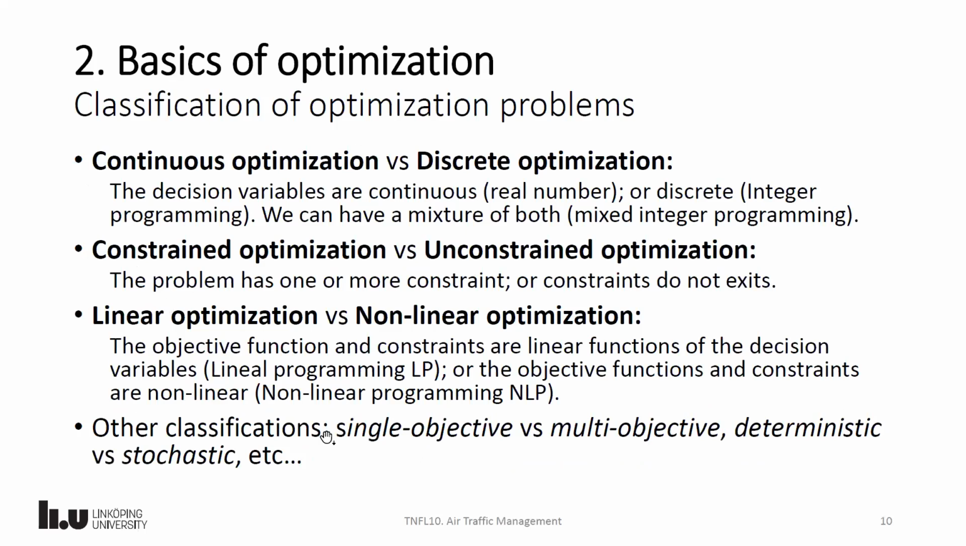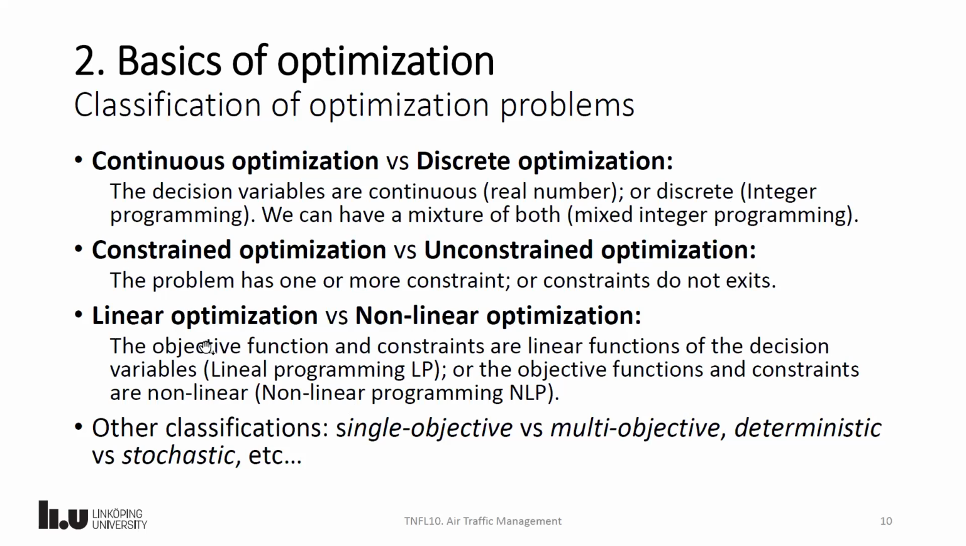Then we have a different classification of optimization problems. Again, this is not the subject of this class, but something that we can have in mind. We have continuous optimization and discrete optimization, depending on whether the decision variables are continuous or discrete. We can also have a mixture of both, which is called mixed integer programming. And when they are discrete, it's usually called integer programming. Then we have constrained optimization versus unconstrained optimization, depending on whether the constraints exist or not.